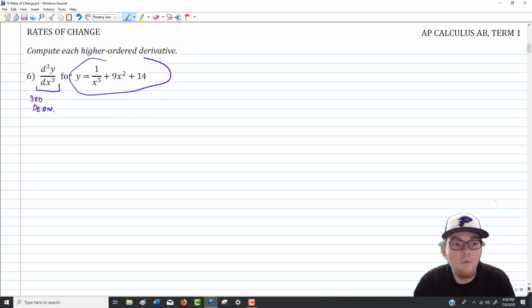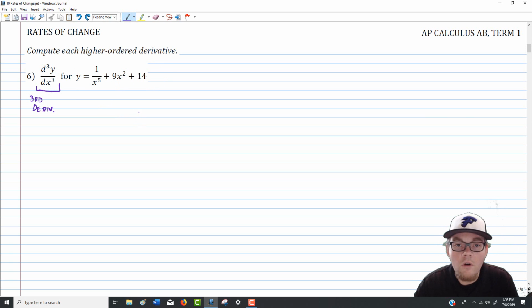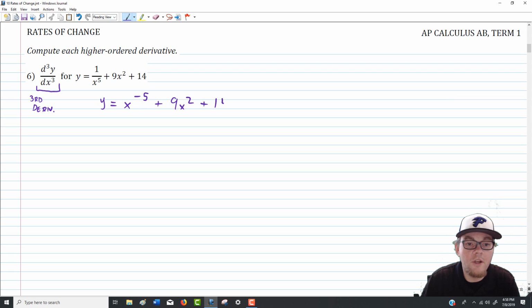Second, they give us the function that we want to compute that particular derivative for. In order to get to the third derivative, there is no way to go except simply going from the function to the first derivative, to the second, and second derivative to the third derivative. We're just stuck that way. We have to do it. So to start with, I'm going to put this into a better position just to see what we have. I'm going to rewrite it as x to a power, so it's easier to differentiate. 9x squared is pretty good, and 14 is as 14 as possible.